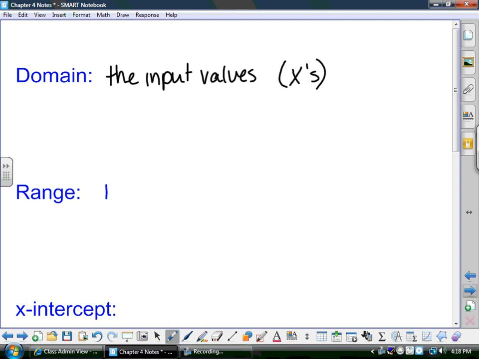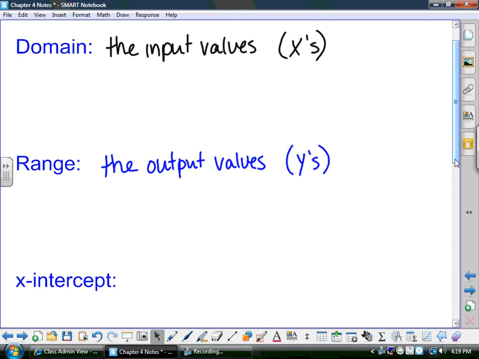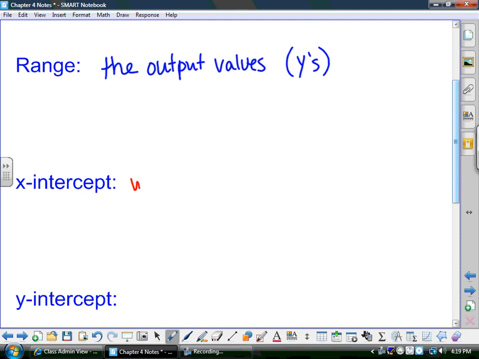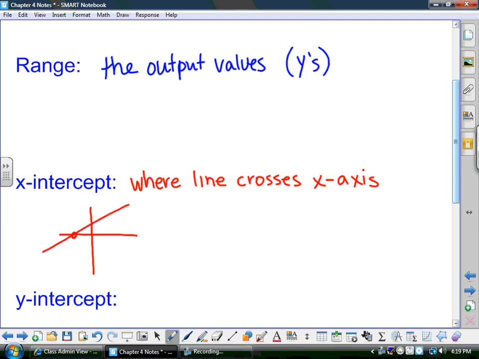The range are the output values, and the output values are typically the y's. The x-intercept of a line is where the line crosses the x-axis. So if I have the graph of a line, wherever it crosses the x-axis is the x-intercept.